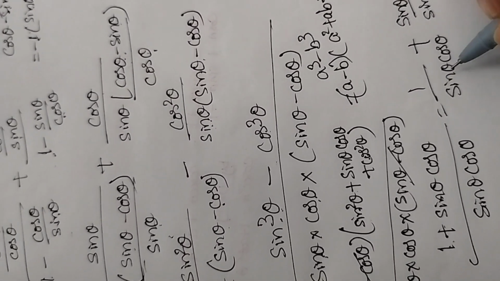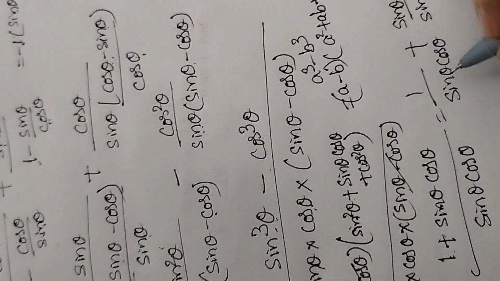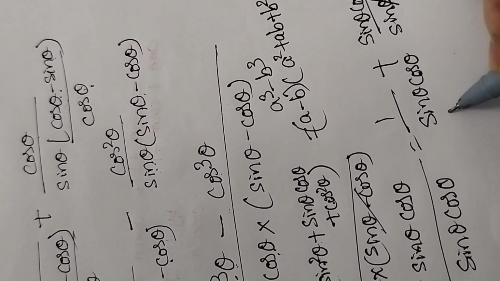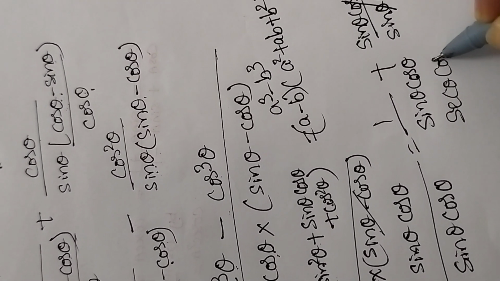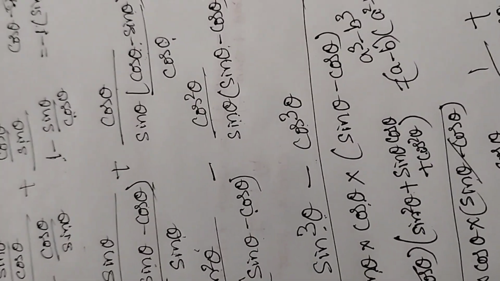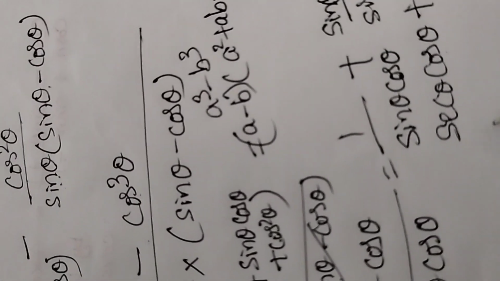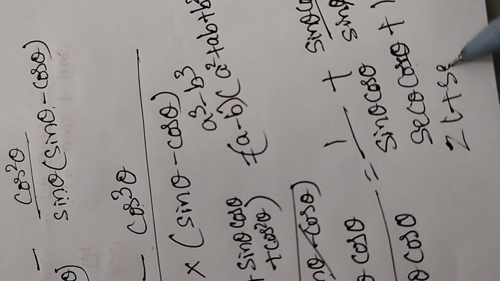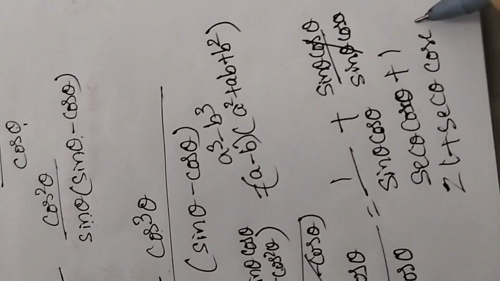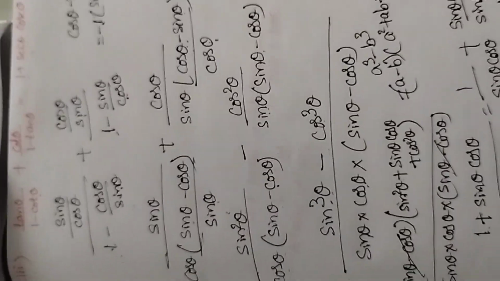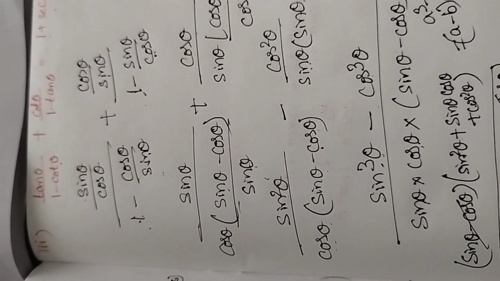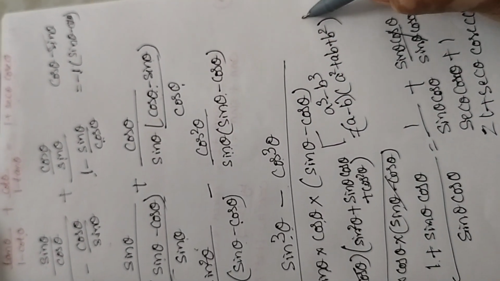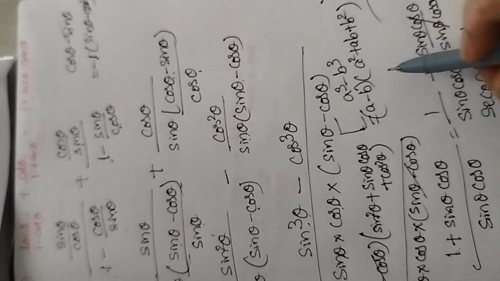So 1 by sin means cosecant, 1 by cos means secant. So what is the RHS part you observe? Secant theta cosecant theta plus 1. See, addition is always commutative. You can write this manner, 1 plus secant theta into cosecant theta. Okay, I hope this one you understood clearly. This is the identity. This is the formula used.